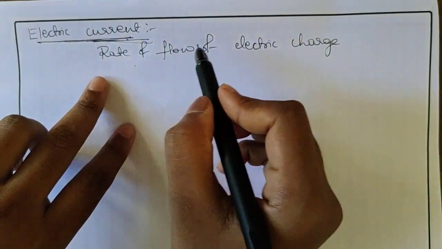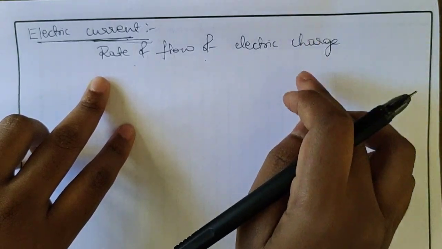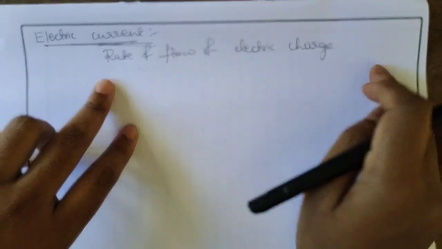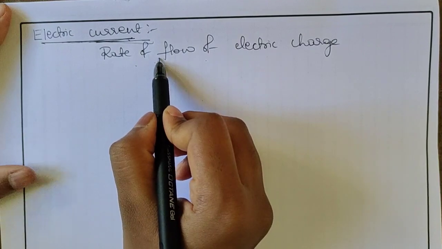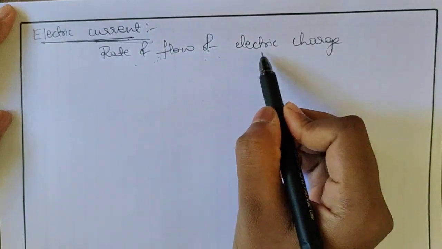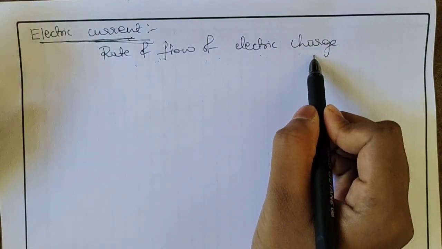Now look here, rate of flow of electric charge. Both definitions give the same meaning, no? Just while writing you need to differentiate, that's it. Understood? So while writing you need to differentiate it properly. Now electric current is nothing but rate of flow of electric charge.